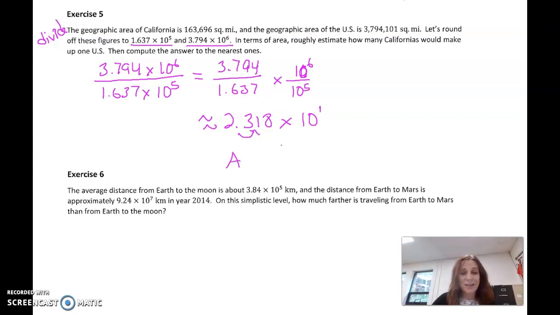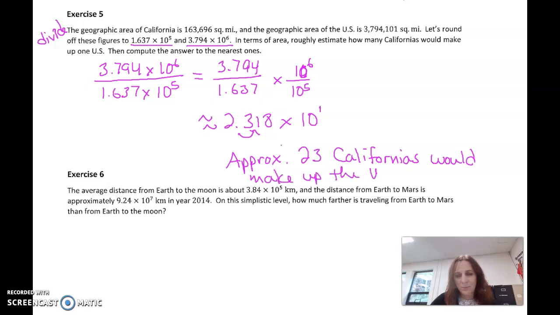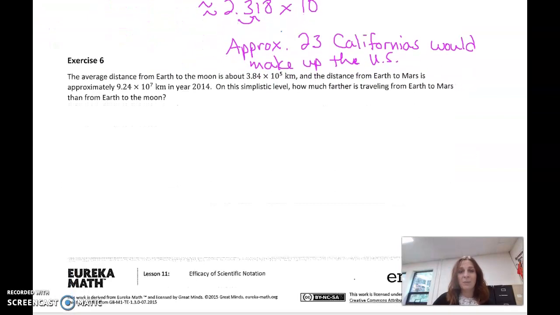And I could just say it's approximately, well, it ends up being 23 Californias would make up the US. In my sloppy writing here, sorry. Okay. All right, let's look at one more example.